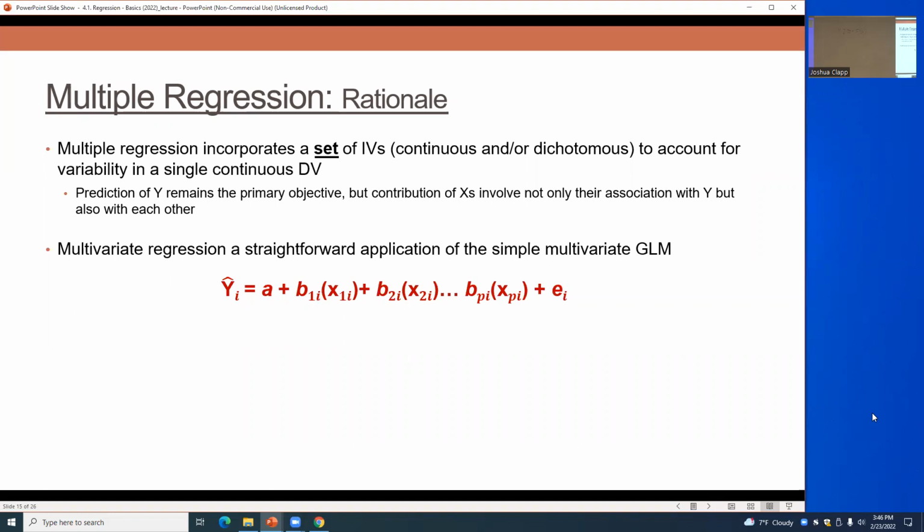Again, this is a pretty straightforward application of our generalized linear model, but now our predicted value is going to be an additive function of our intercept, plus the predictive value of our first variable, plus the predictive value of our second variable, and so on and so forth, all the way down. Plus at the end is our error term, that's going to be our residual. Remember, wherever I'm at with my predicted value, plus or minus whatever my error term is for that individual gets me the actual observed value for that case.